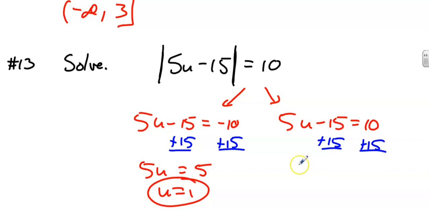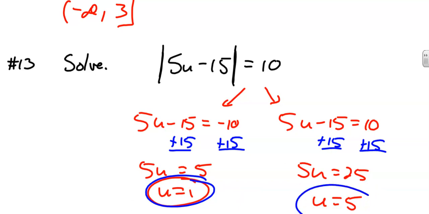This one, same steps, just a little different on the numbers. 5u equals 25, divide both sides by 5, and we get u equals 5. Okay. So remember that when we're doing absolute value, you're really looking for two answers, not just one. That's the biggest thing you have to worry about, because whether the number on the inside of the absolute value is negative or positive, once you take the absolute value, you make it positive. So 2 answers is what we're looking for.